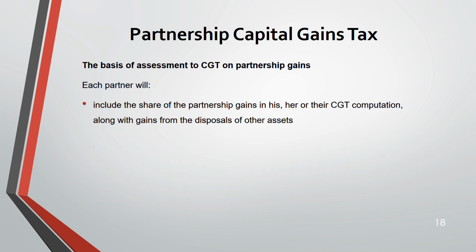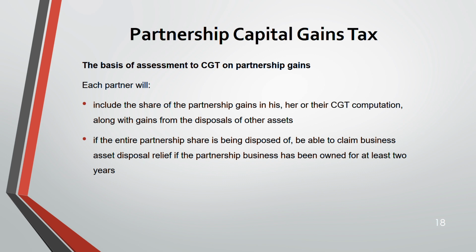Now, each partner will have his share of the partnership gain. They will compute their own CGT computation along with the gains from the disposal of other assets. They might dispose other assets. And if the entire partnership share is being disposed, what happens? It's possible, like how we have ceased our unincorporated business, how we have ceased the sole trader. Even a partnership also we could entirely cease by disposing the entire partnership share.